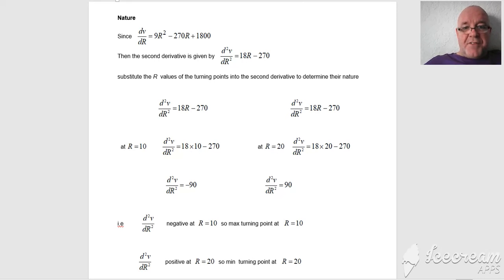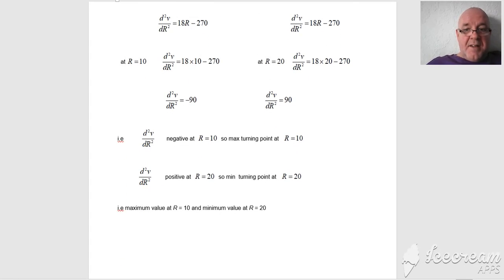To find the nature, we have to differentiate again. That was the first derivative. If you differentiate again, you get 18R minus 270. We plug our two values of R in to find out if they're positive or negative. If R is 10, then 18R minus 270 becomes negative 90. So that's a maximum. If R is 20, d2V by dR squared, the second derivative, becomes plus 90. That's positive, which means that is going to be a minimum. So we've got a maximum turning point at R is 10 and a minimum turning point at R is 20.